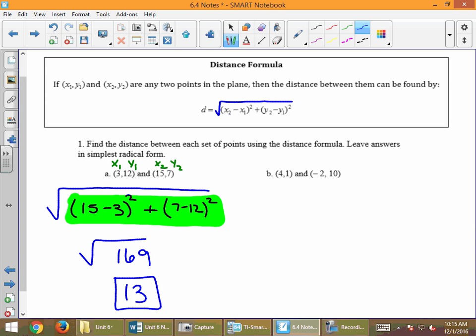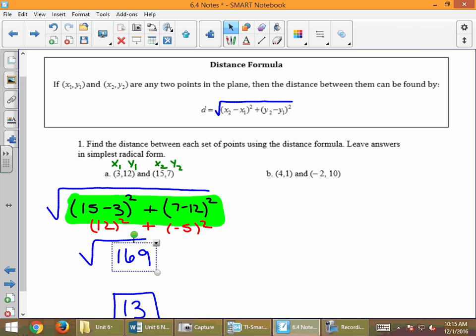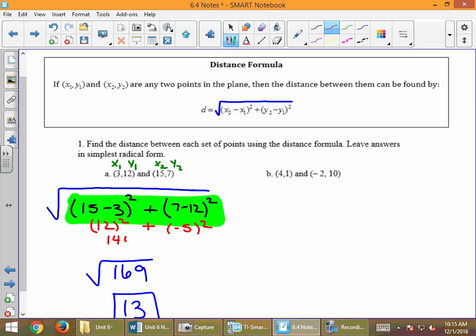If you don't have a graphing calculator or scientific calculator where you can plug everything in at once, you would have to do 15 minus 3, which is 12. 7 minus 12, which is negative 5. And then you would have to do 12 squared, 144, plus negative 5 squared, 25. 144 plus 25, 169. So to make your life easier, if you have a graphing calculator, just plug it in all at once.